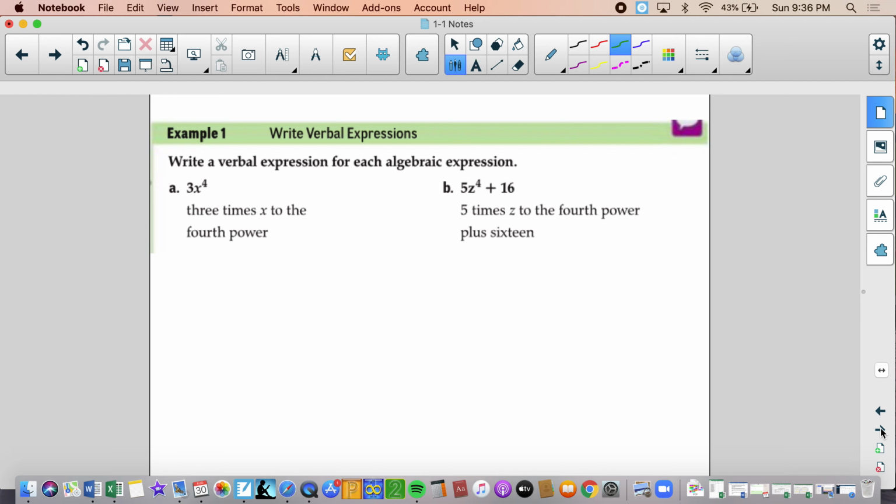I just want you to understand exponents, bases, and stuff like that. But right at this moment, we want to learn A, first of all, how do you read it? So when we see that, we have 3 times x to the 4th power.